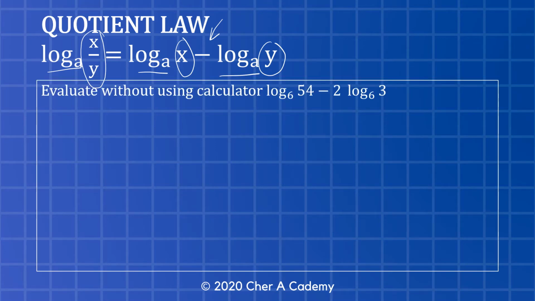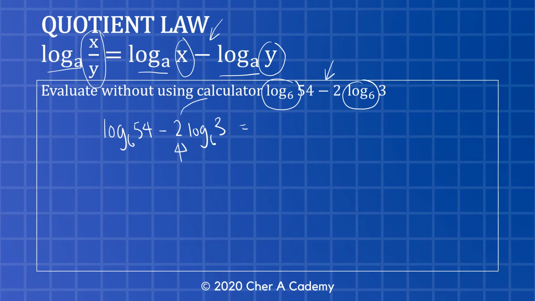Evaluate without using calculator log base 6 54 minus 2 log base 6 3. So this question here has the same base to the log, and you see a minus sign. So this gives us the clue that we can use the quotient law. So let me write this down. Log base 6, 54 minus 2 log base 6, 3. Okay, so I have a problem here. My 2 is not behind my log, so I am going to use the power law and put it as a power.